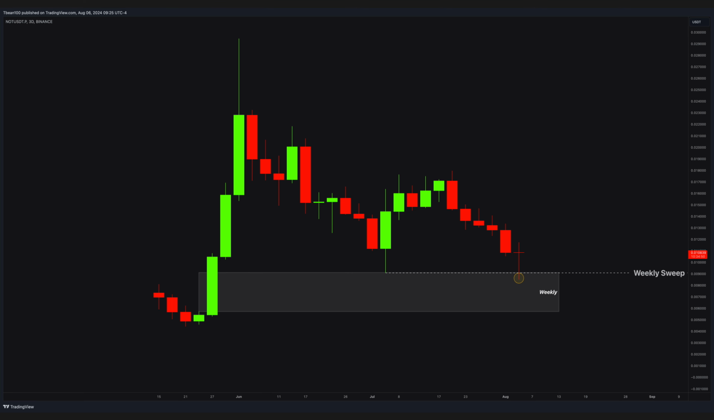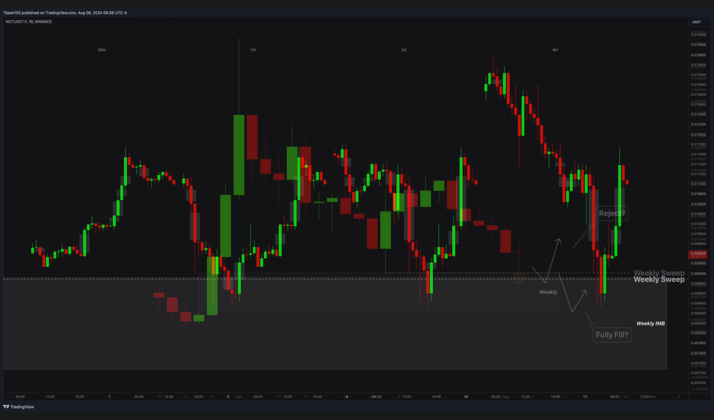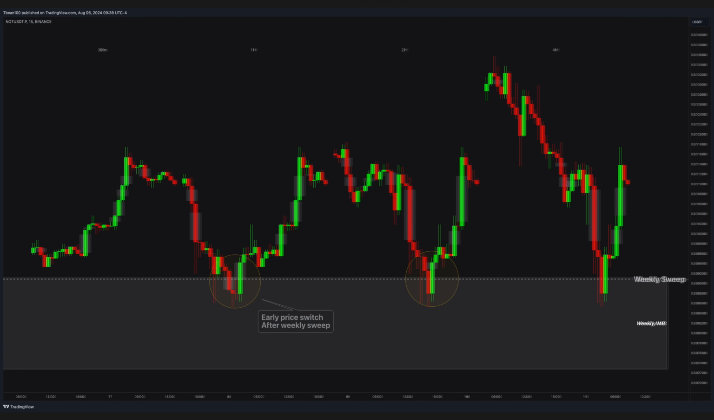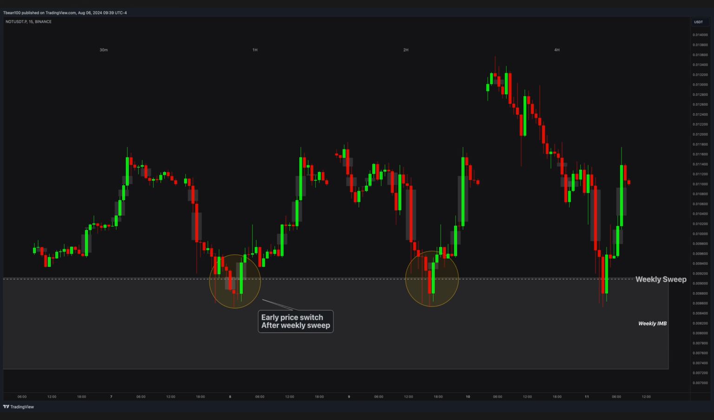Price has two choices here: react immediately after the tap, or keep falling until fully filling the imbalance. As you can see from the giant weekly rejection candle, the price started to rally. If we check out our momentum layout, you can notice how the rally started right here with the price switch. A great example of a masterclass setup.